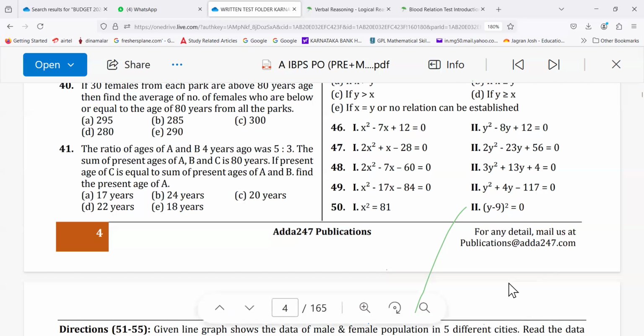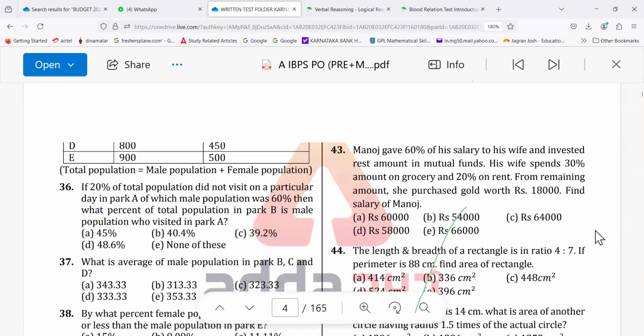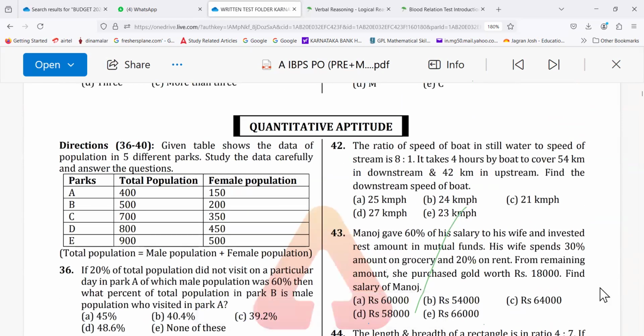Okay, good. Next one, number 42. Please, I am reading the question. The ratio of the speed of the boat in still water to the speed of the stream is 8:1. It takes 4 hours by boat to cover 54 kilometers downstream and 42 kilometers upstream. Find the downstream speed of the boat. Please work it out.